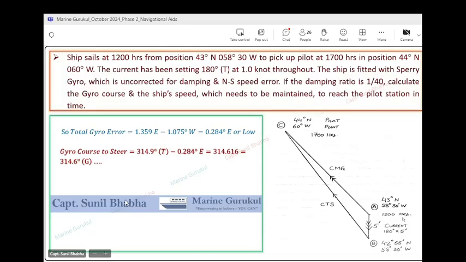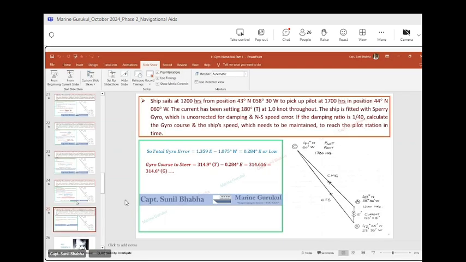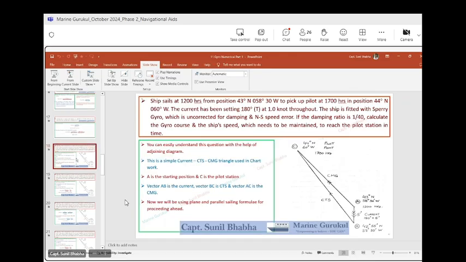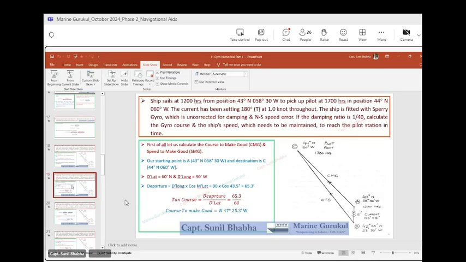Any doubts now, beta, in this question? Very good, beta. Great. So you wanted the slide, beta. This was the first slide, beta. You wanted the second one? Sir, second last, the damping error ones. Okay. Second last.